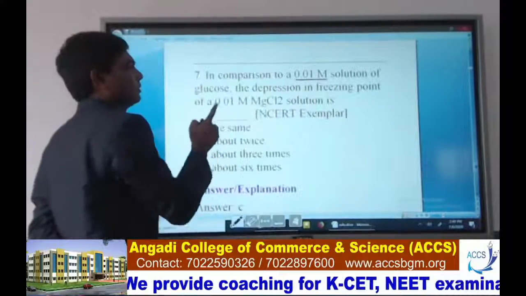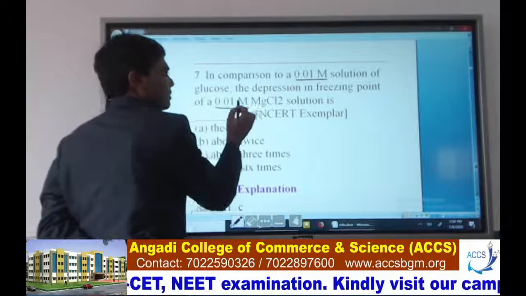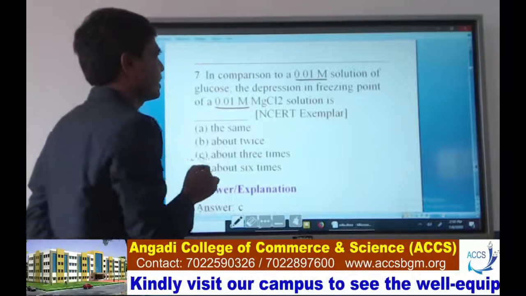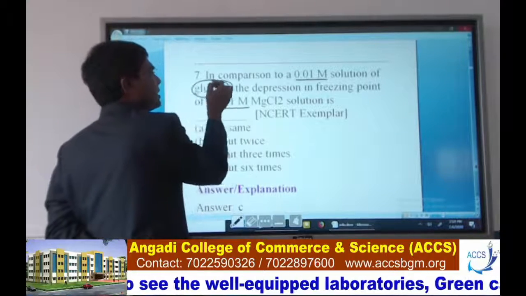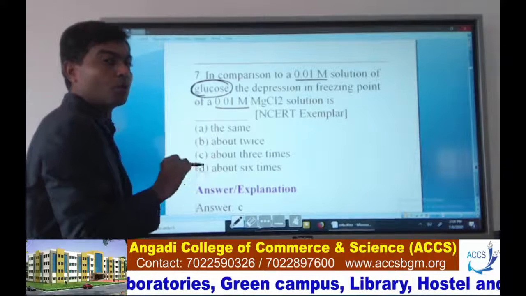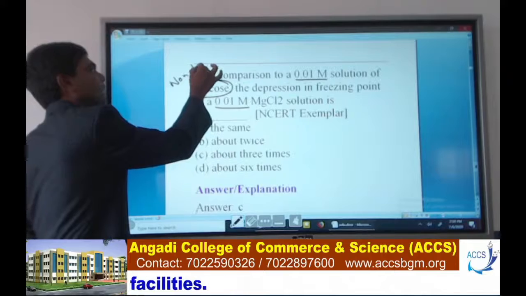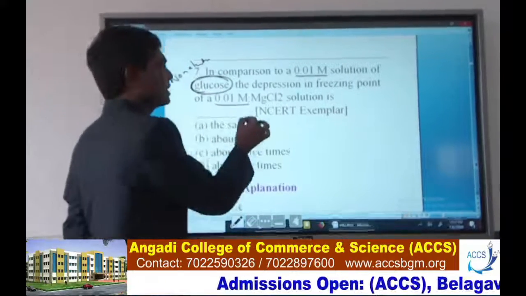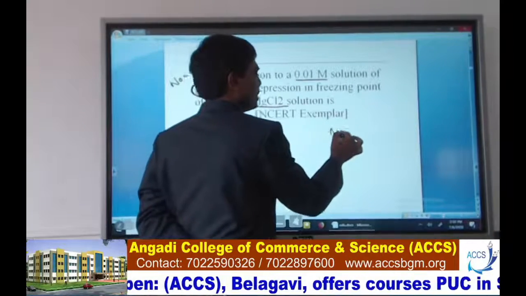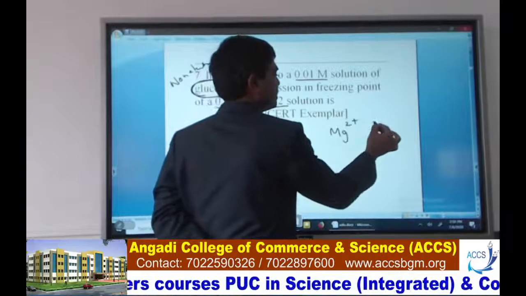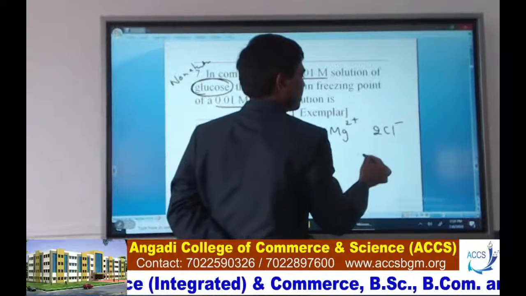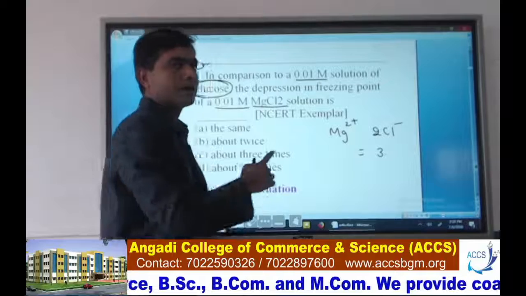0.01 m solution, same concentration. But here it is glucose. Glucose will not give the ions. It is a non-electrolyte. And the other compound is MgCl2. When you break it, it gives Mg2 plus and 2Cl minus ions. Again, the ions are 3.